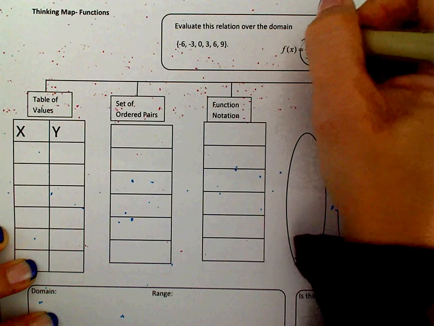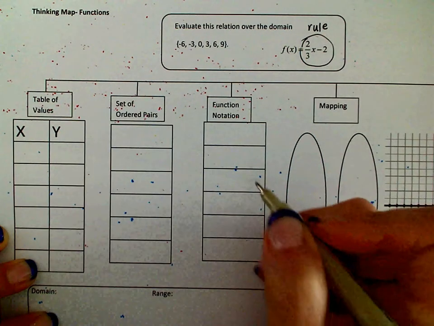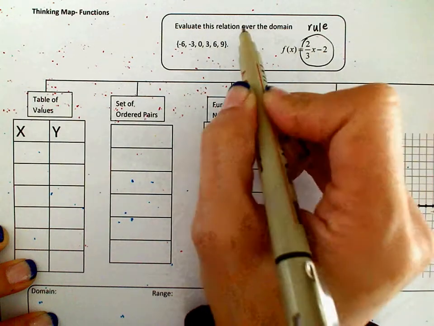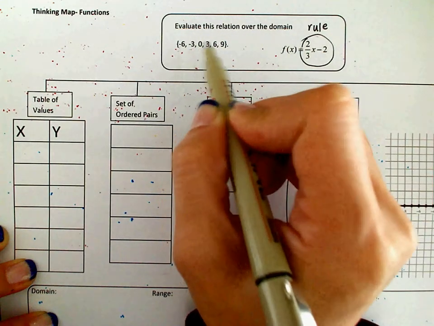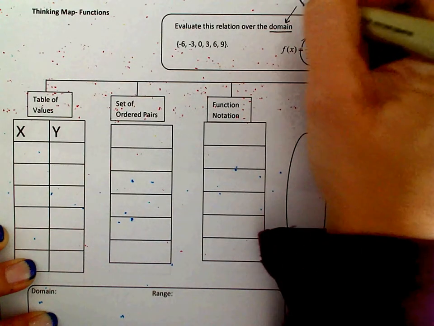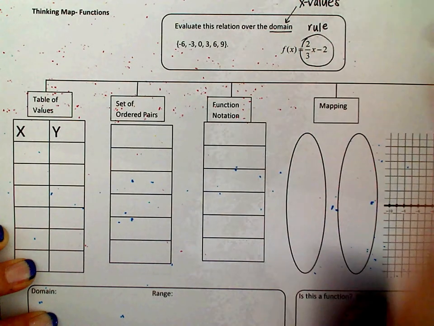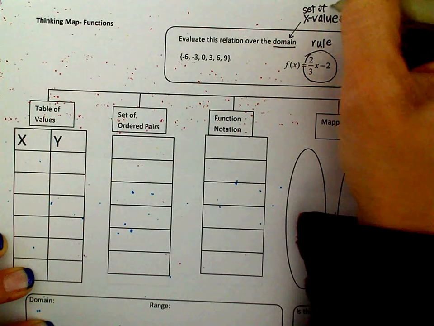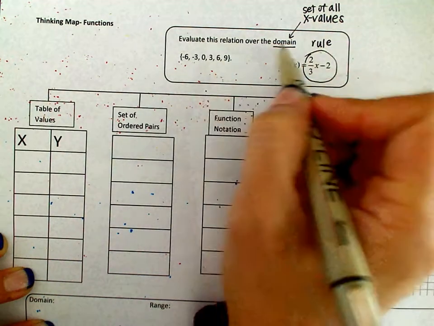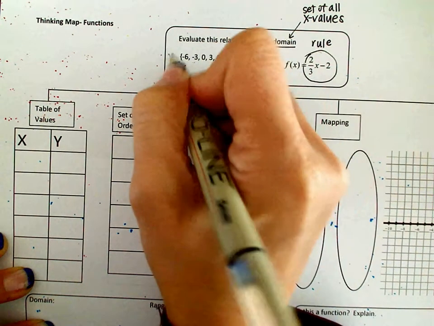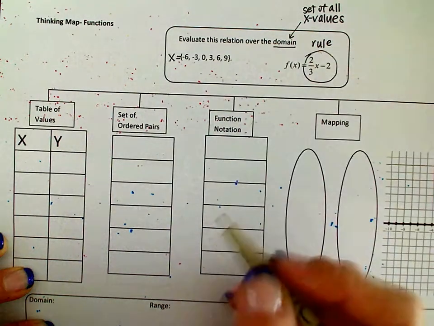It's telling you what to do with all the inputs so that you can figure out what the outputs are. And then it says in the directions, evaluate this relation here over the domain -6, -3, 0, 3, 6, 9. Okay, so that means domain is all the x values, all right? Those of you that were absent, you might want to make sure you fill this in, but remember, domain is the set of all x values, and they're saying use these as your x values.